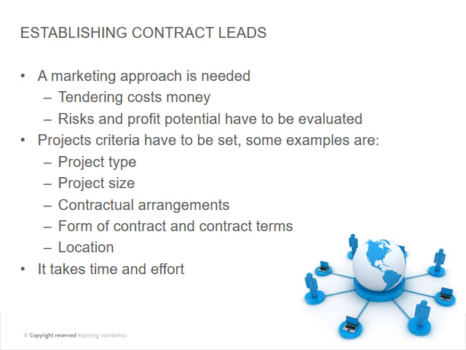Okay, then establishing contract leads. Okay, this is very theoretical. Marketing approach is needed. Tendering cost, it costs money to tender. We had the hawker stalls now in Portobello. I think one of those tender documents cost about 7,000 rand just to get a document. Then you haven't put in a tender and your time and effort into that yet. So you have to really be realistic on what type of projects you're going for.